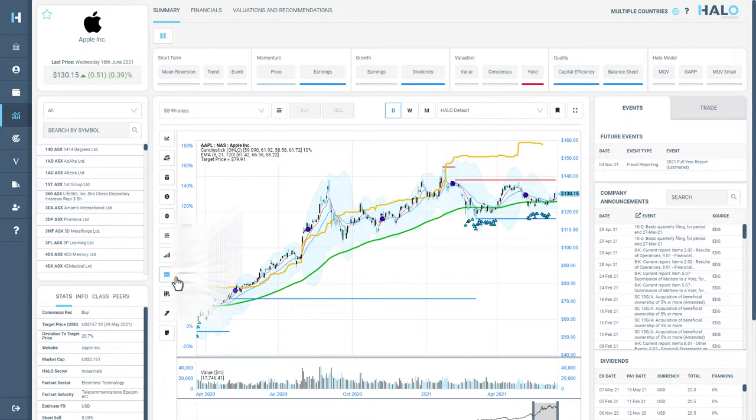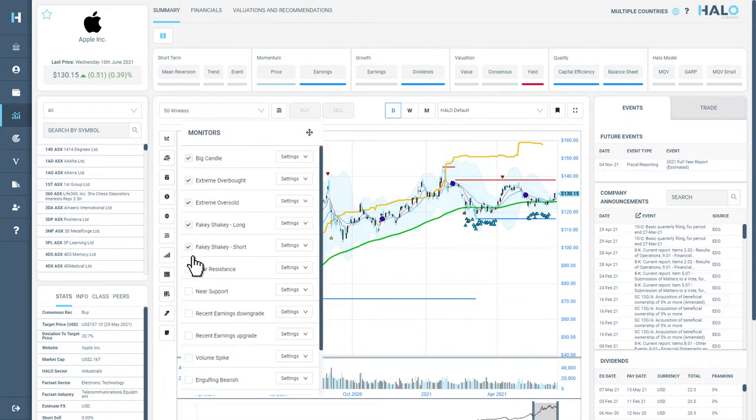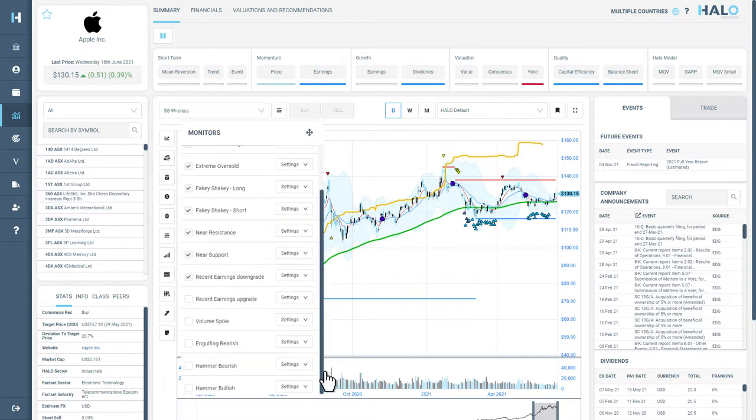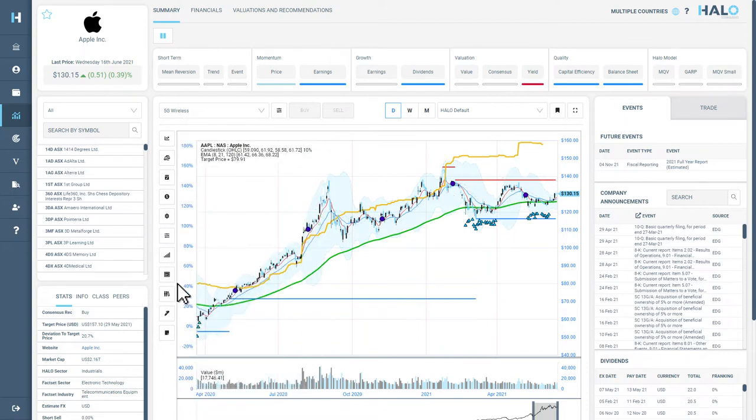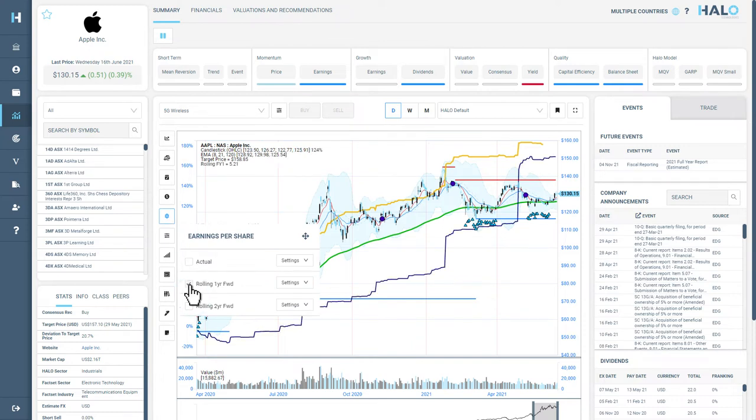There are many different monitors and signals you can use depending on your investment style and objective. For example, if you are looking to understand share price direction, you can select earnings per share, rolling 1 year forward, which highlights the trajectory of earnings through upgrades and downgrades.